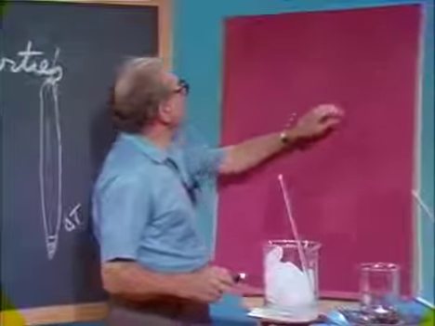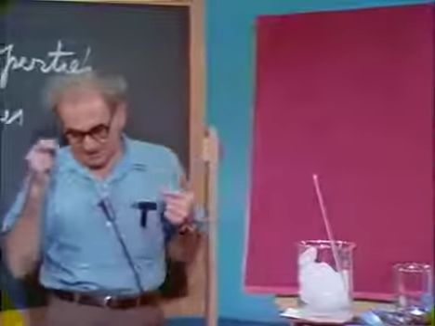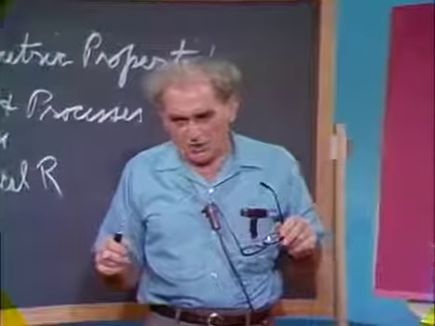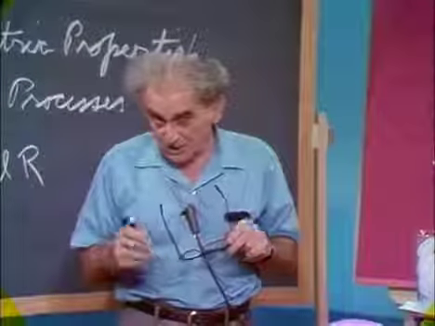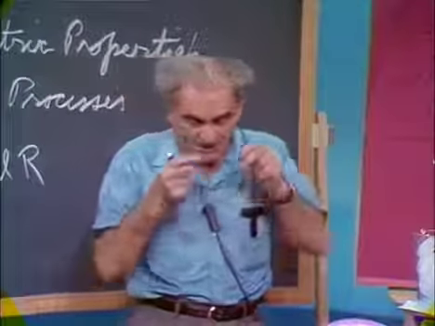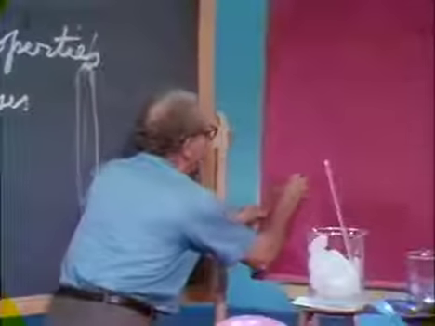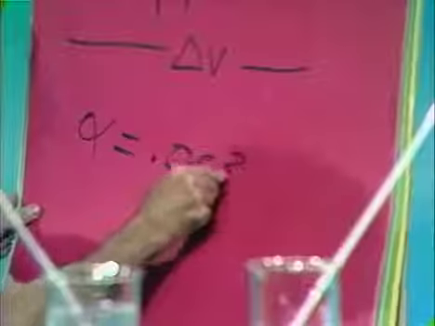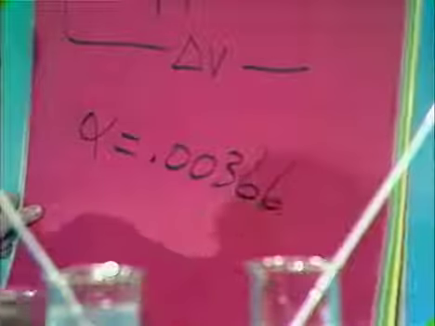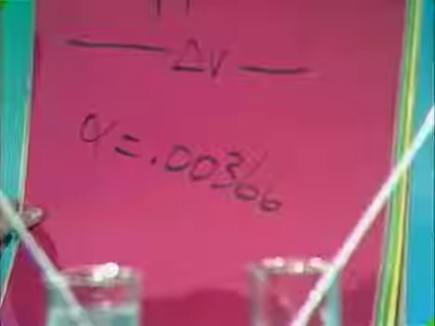This alpha is a certain property of metallic conductors. It is called the thermal coefficient of resistance, or the temperature coefficient of resistance. And it turns out to have a value about like this: 0.00366 ohms per degree centigrade.